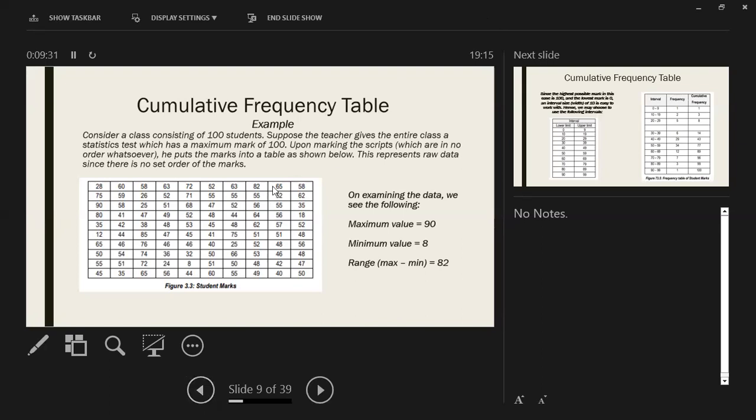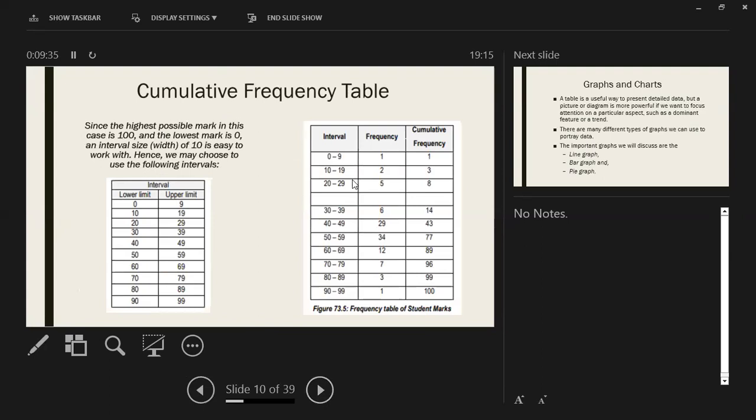But now we want to group this, right? When you group it, that's where you have to create this cumulative frequency table. I showed you last time, where you are just trying to find how many students have got a mark from 0 to 9, it's 1. How many students have got a mark from 10 to 19, there are 2, and so forth, right? So that is how you create this table.